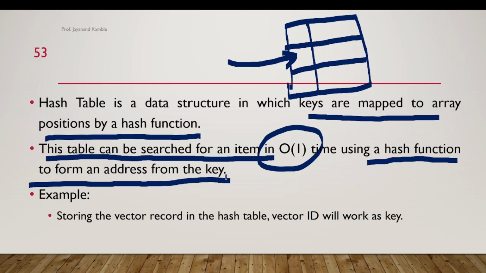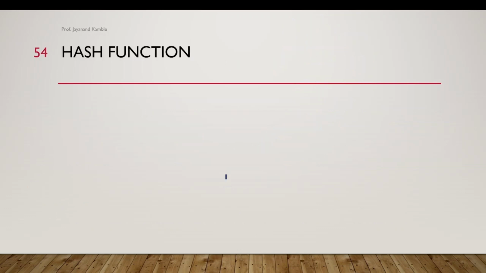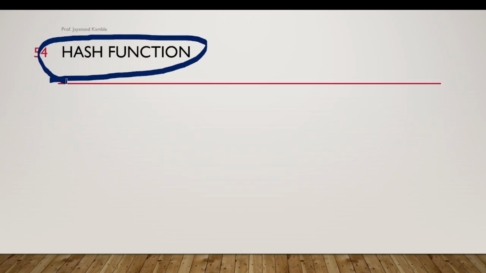Example, storing a vector record in the hash table, vector id will work as a key. I will show you the example. Before that we will see what is meant by hash function. We have seen hash table. To brief, hash table is nothing but a table where data is stored in the form of keys and values. So it is a table to store the data. Now we have to calculate the key, and to calculate the key we need to have a hash function, right?